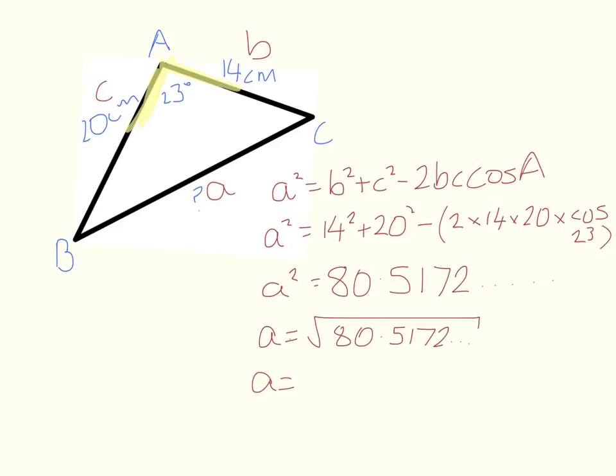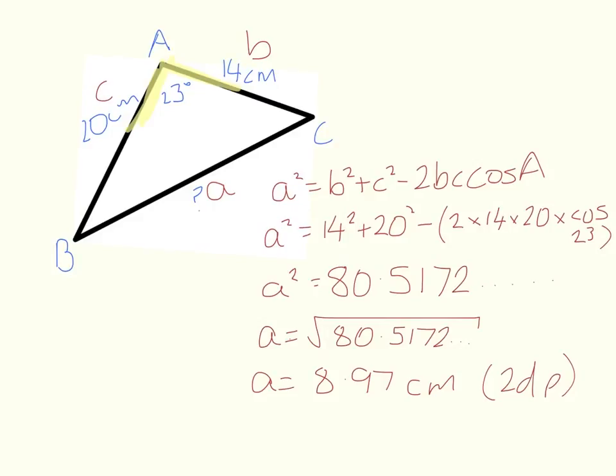So we should have an answer of just under 9, and we get an answer of 8.97 centimetres to 2 decimal places. Obviously the triangle that I've drawn has not been drawn to scale.